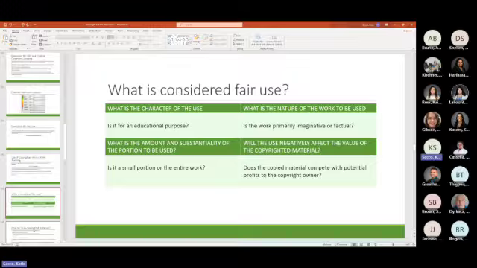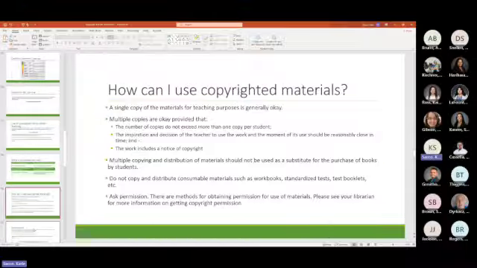Because what they're going to look at is whether it will negatively affect the value of the copyrighted material. Are you taking money out of somebody's pocket by using that entire work? So how do you use copyrighted materials? A single copy is fine.